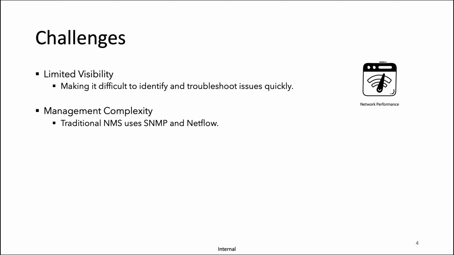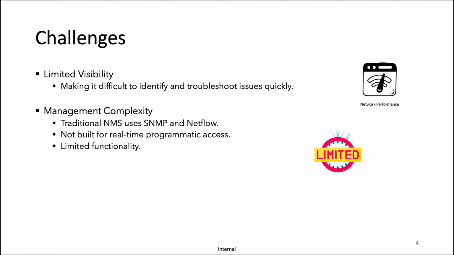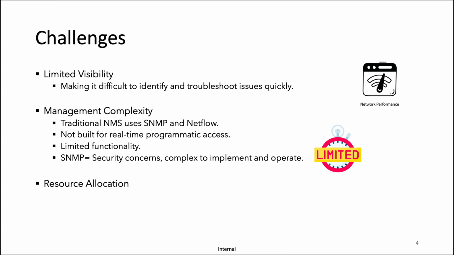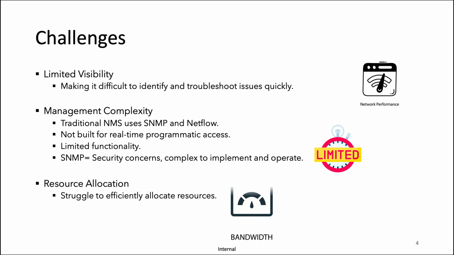While SNMP uses MIB and OID to collect useful data and can also be used to push configuration to devices, it is not built for real-time programmatic access and it has limited functionality. SNMP also has security concerns and can be complex to implement and operate. Another challenge is resource allocation. Traditional network management may struggle to efficiently allocate resources such as bandwidth, which can lead to suboptimal performance and user experience.